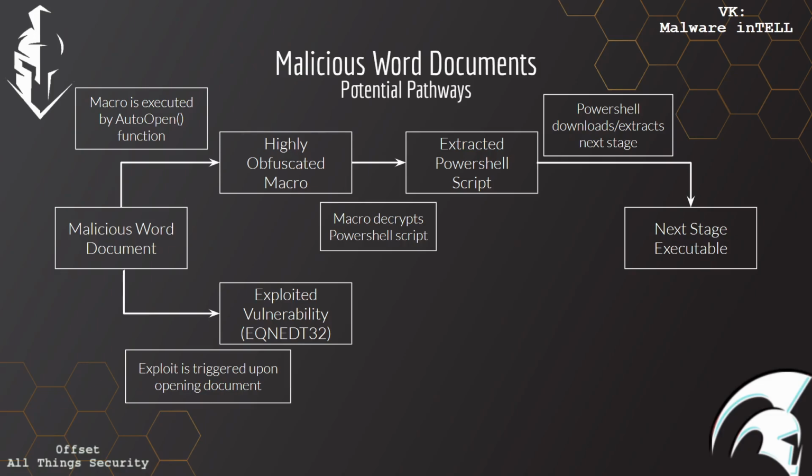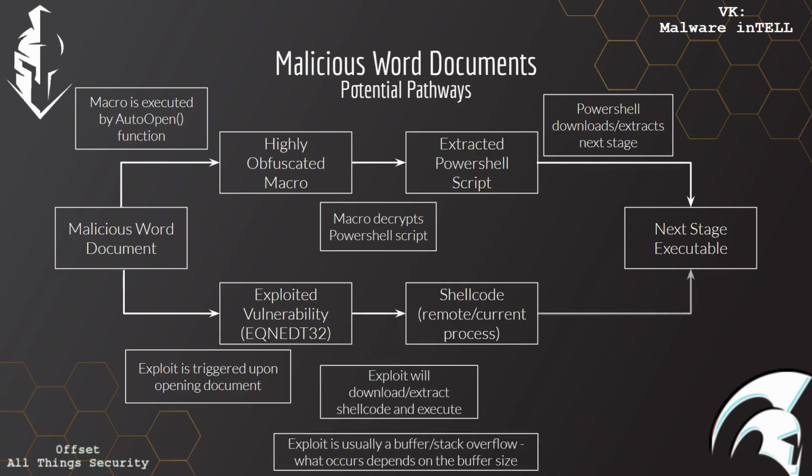So this exploit is triggered upon opening the document. I don't believe there's anything that requires you to enable macros or anything, so it's quite silent. So from there it will download or extract shellcode and execute that. And this shellcode will then typically download the next stage of malware from a command and control server.